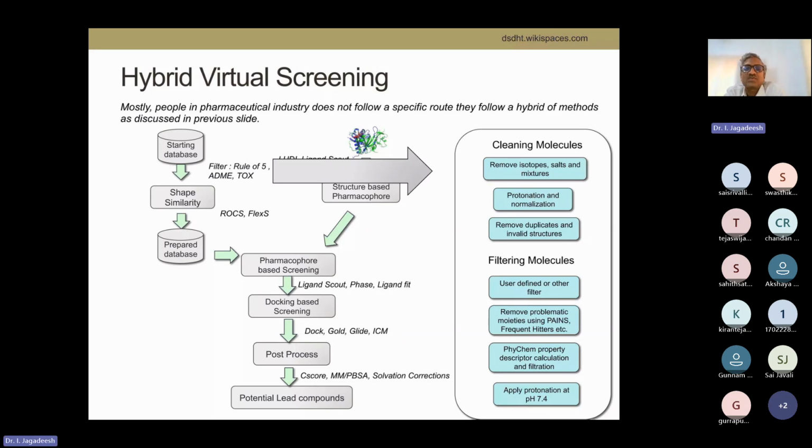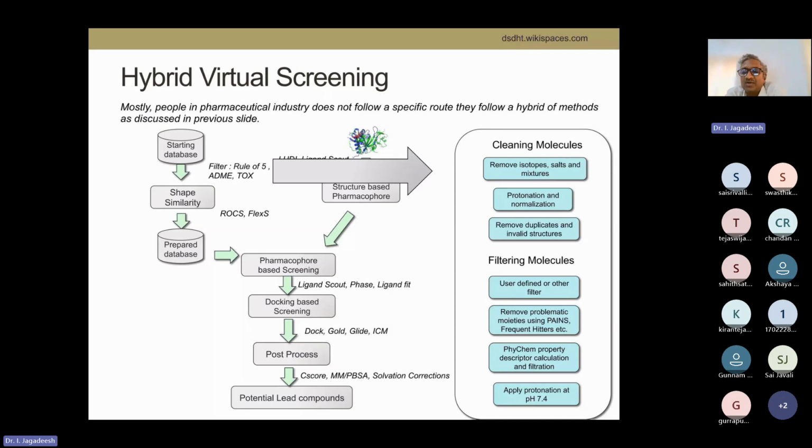There is another approach we use in virtual screening, which is the filtering of molecules. We are going to have a huge number, millions of molecules, to bring down to a smaller number: 5 million to 1 million, 1 million to 10 lakh, that is 5 lakh, like that.